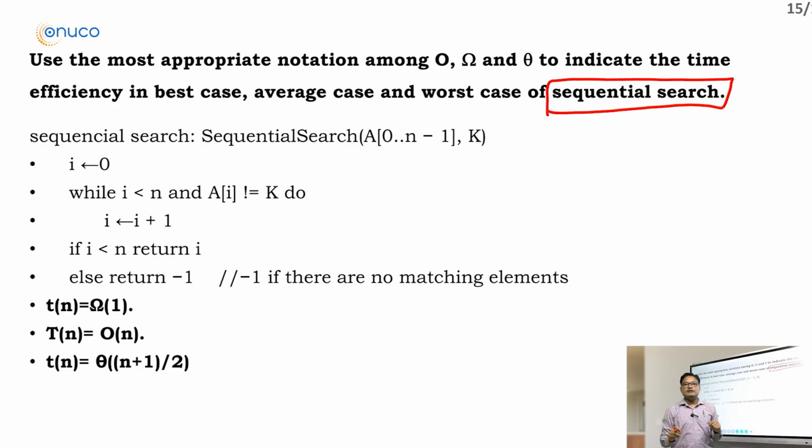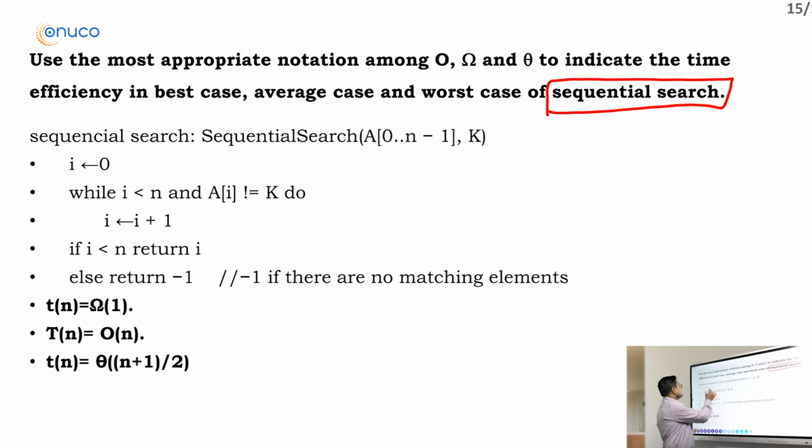As I have given the example of your class, best case is the person sitting at the very first place whom we are going to search. A person sitting at the last place or not present is considered to be the worst case. A person sitting in between is considered to be the average case. So we are going to analyze with this example.